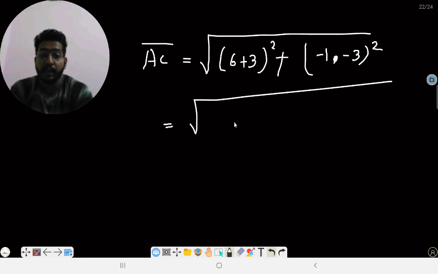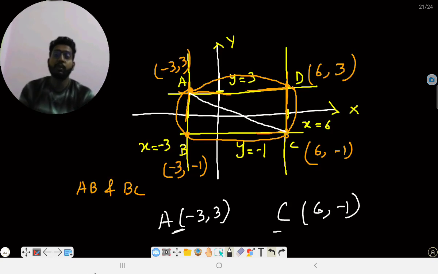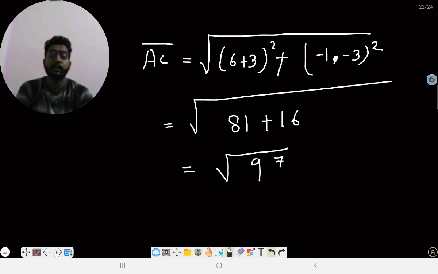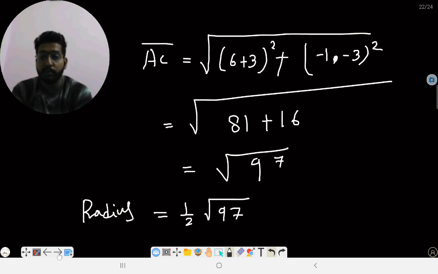That will be 9 square, 81, and this is 4 square, that was 16. So that will be 97. Root over of 97. Okay, 6 plus 3 whole square, that means 9 square, and minus 1 minus 3, that means 4 square. So root over of 97 will be my AC. So AC is this, so the diameter is this one. That means what is the radius? So the radius will be half of AC, that means half of root over of 97. That will be the radius of this circle.